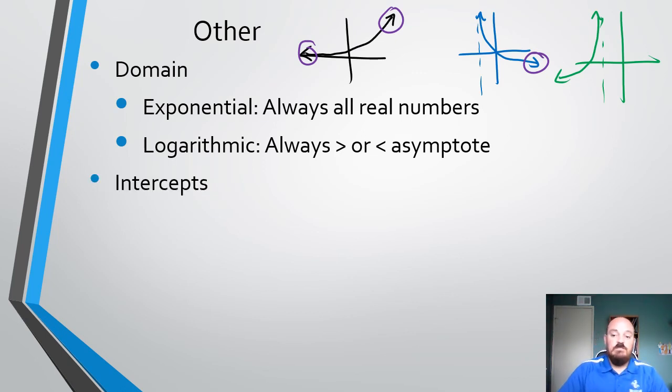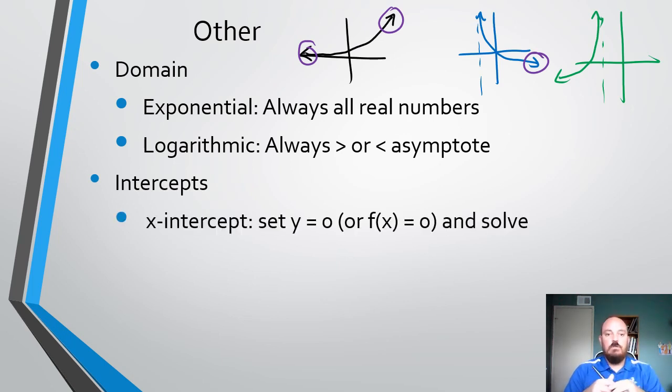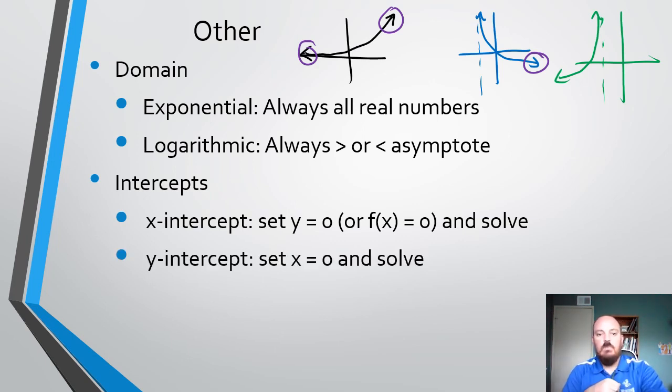The other thing you'll be asked to find is intercepts. So as a quick review, you always find an intercept by setting the other thing equal to 0. So like if I ask you to find the x-intercepts, and this is not just for log graphs, this is period, for any graph. So for any graph ever, if I ask you to find the x-intercepts, what I'm really doing is asking where y equals 0. So you set y equal to 0, and you solve for x. If I asked you to find the y-intercept, you set x equals 0 and solve for y.